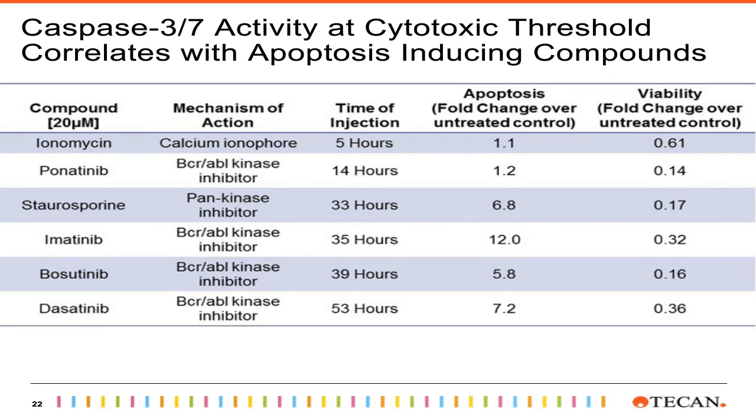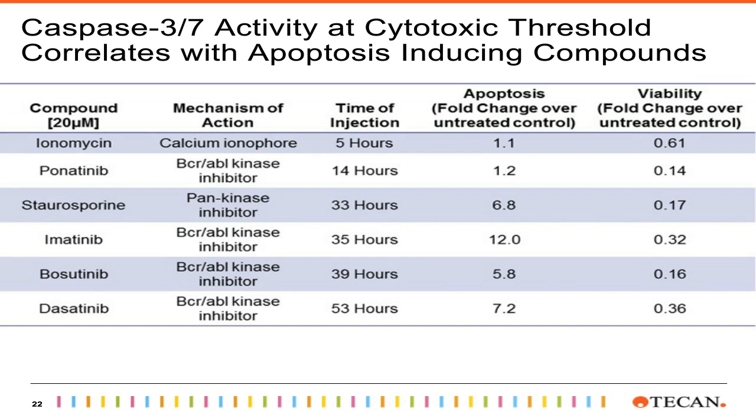So this table summarizes the mechanism of action for all the compounds that we tested. Again, four of our compounds are BCR-ABL targeted inhibitors. One compound, which is staurosporine, is a pan-kinase inhibitor. And then ionomycin is our cytotoxicity control. It's a calcium ionophore known to induce necrosis.